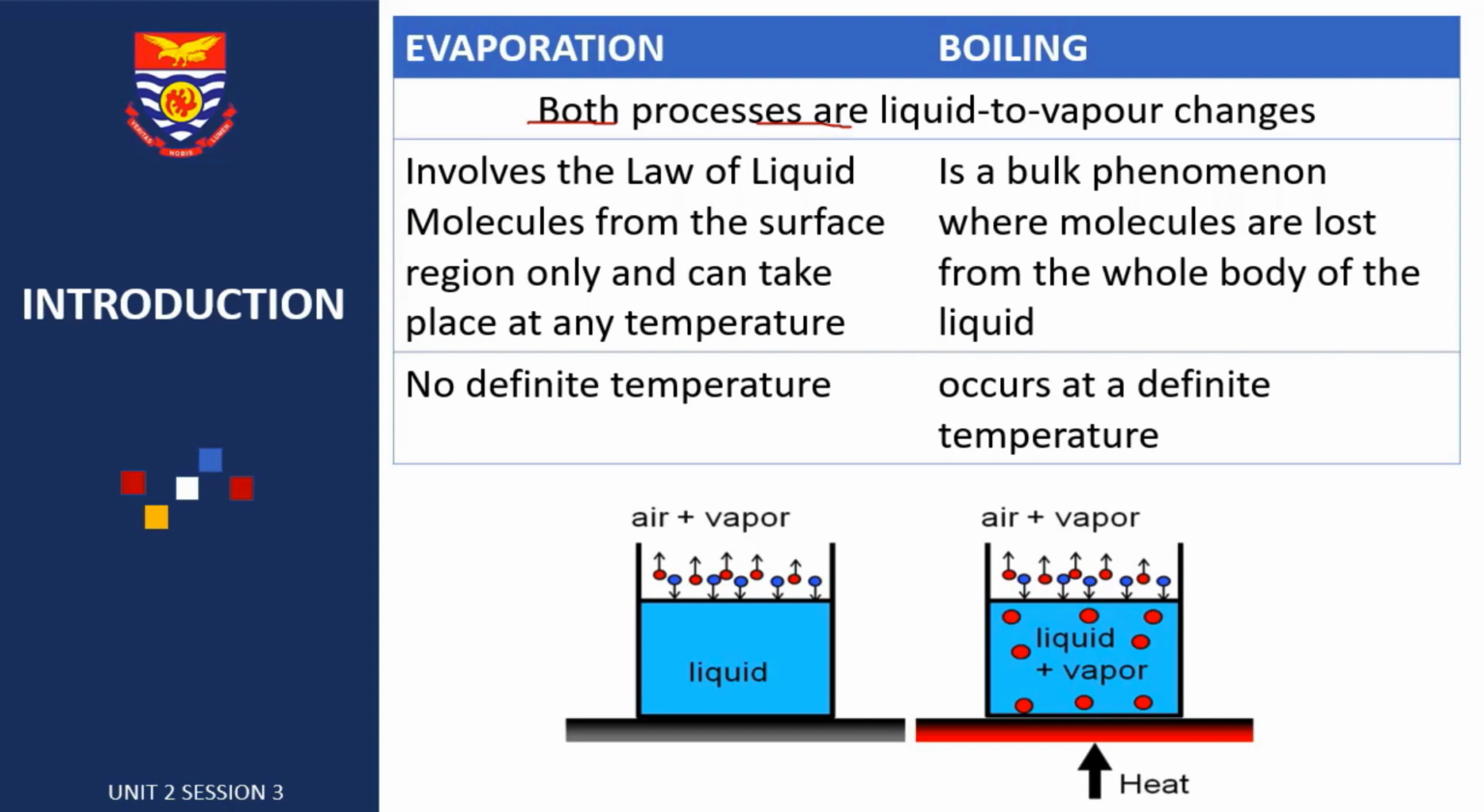The first point is that evaporation involves the loss of liquid molecules from the surface region only and can take place at any temperature. An example is the diagram shown here, where for evaporation we expect that the molecules are lost only at the surface, and it doesn't depend on a particular constant temperature, let's say 100 degrees. So at 95 degrees, at 80 degrees, at 60 degrees, evaporation is expected to occur.